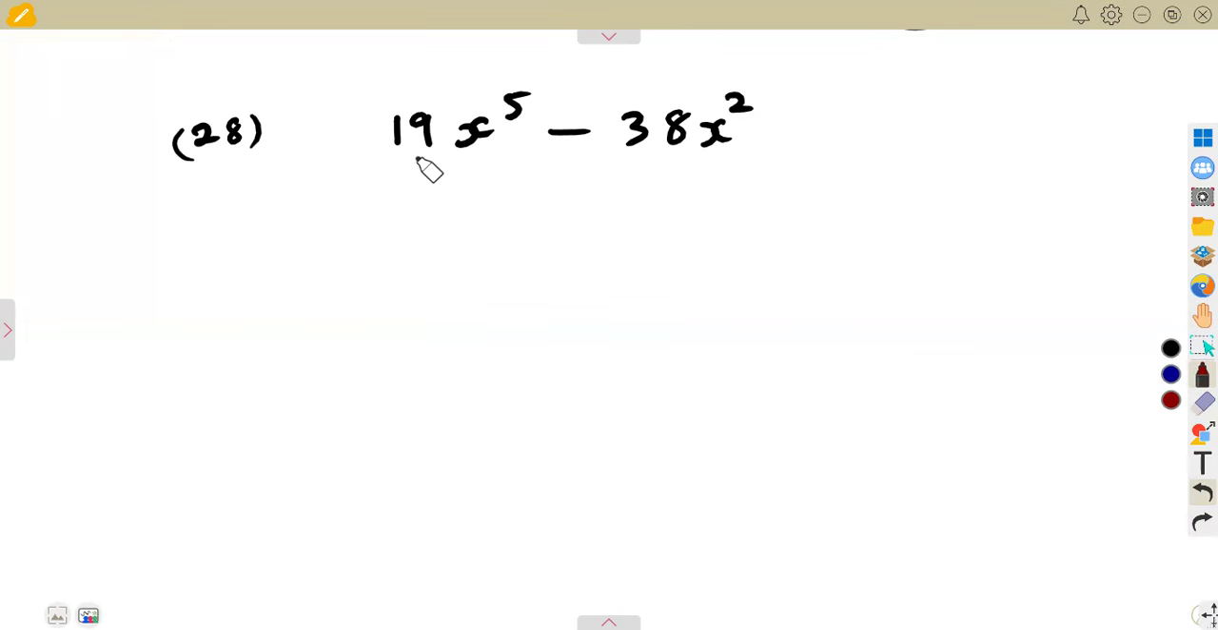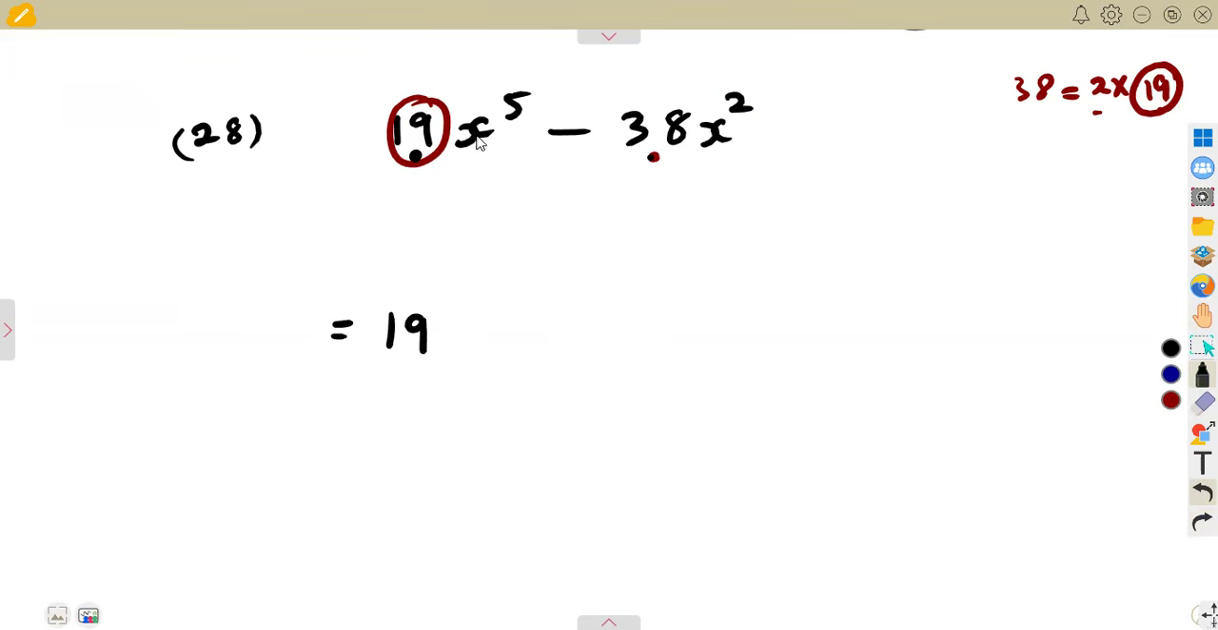The first thing is considering the numbers 19 and 38. Remember 38 is a product of 2 and 19, 2 times 19. So 19 is something that is common between the numbers. 19 is the highest common factor between 19 and 38, because 38 can be written as 2 times 19. And 19 is a prime number, remember, so there are no factors in 19. So you're going to factor out 19.